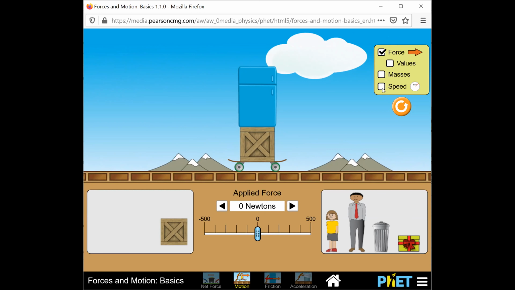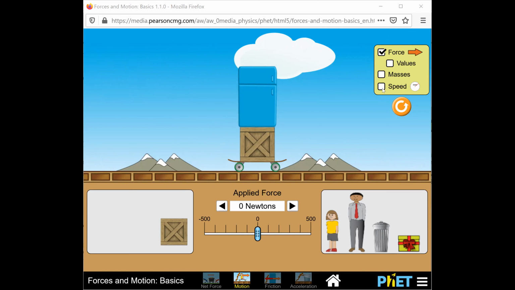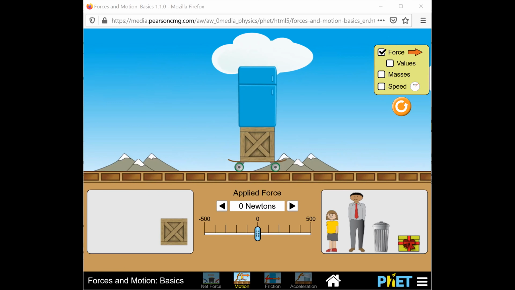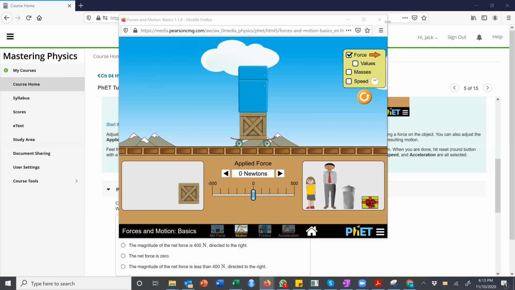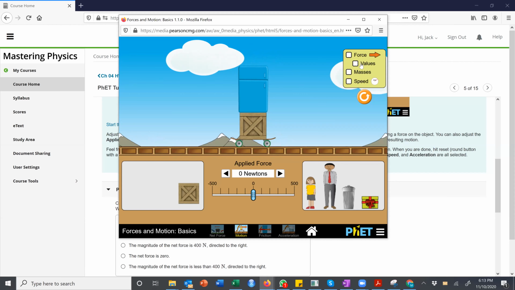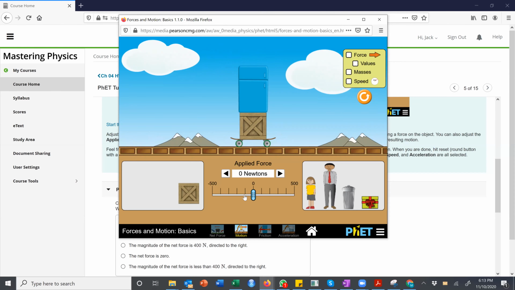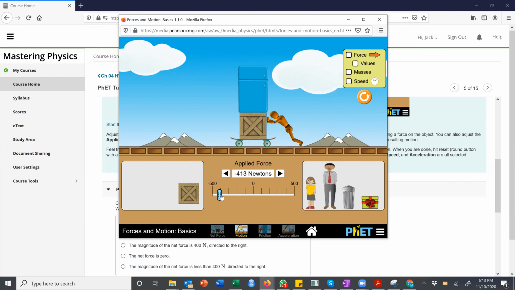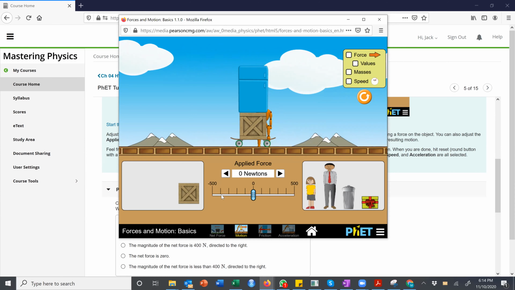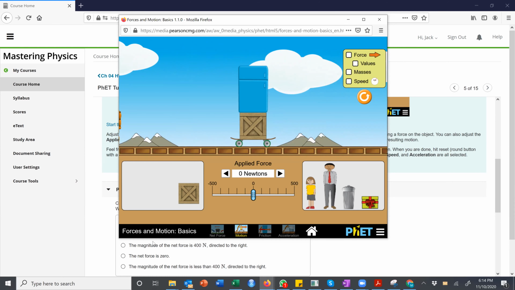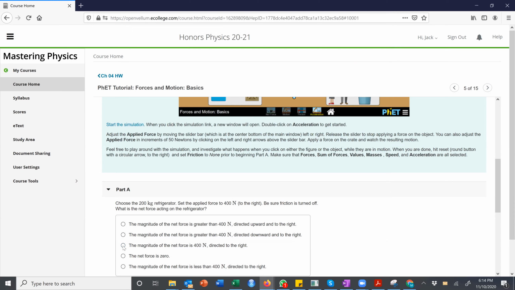So let me do a new share. Let me make sure I'm sharing the entire screen, because I think that will help here. So you see how this refrigerator is just moving to the right? It's gonna keep going until I apply a force backwards. It's not gonna stop. That's what friction does, right? It slows it down. The magnitude of the net force is 400 newtons directed to the right.